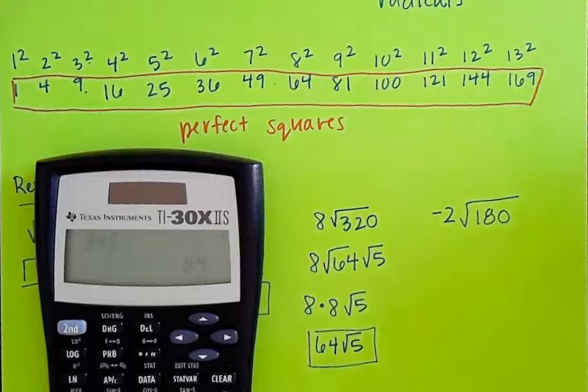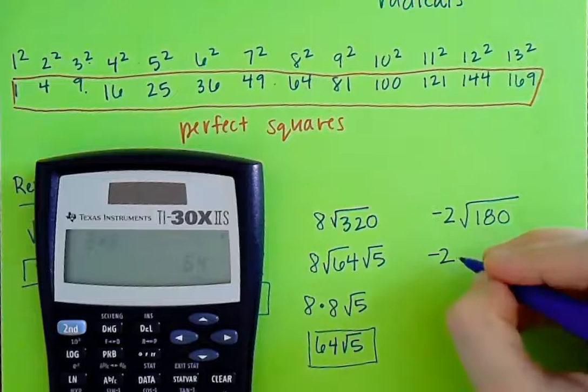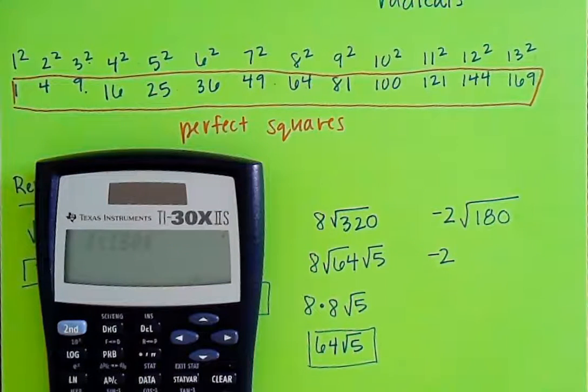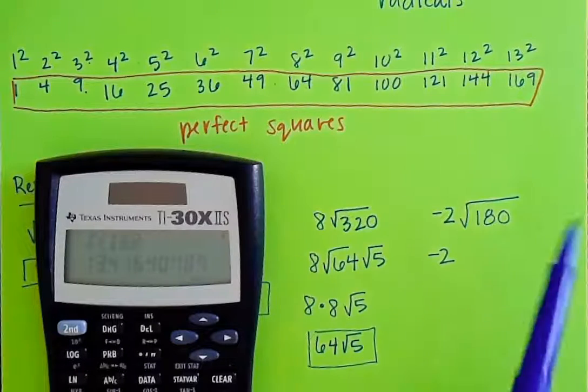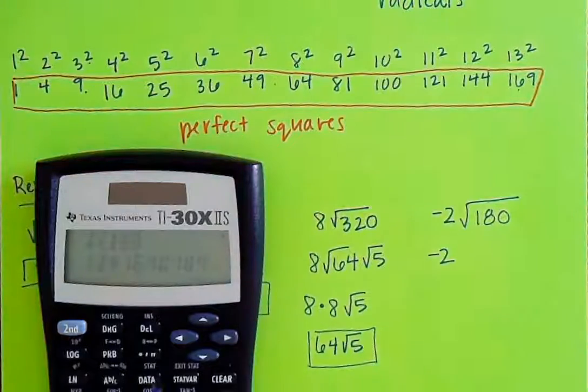Okay, let's see here. Negative 2, can't do anything with it, so drop it down. Now let's check, is 180 a perfect square? In your calculator, take the square root of 180. No, it's not a perfect square. So now our job is to figure out which perfect square evenly goes into 180.